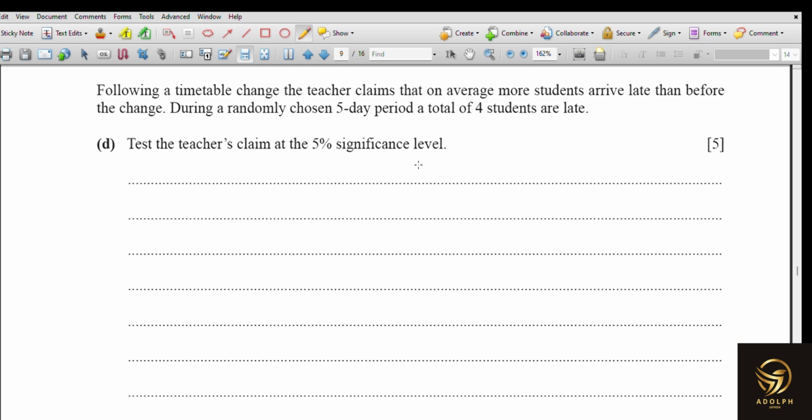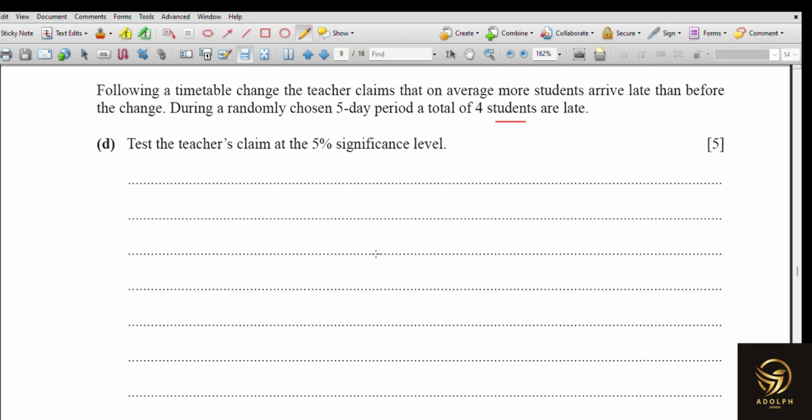So the next subdivision is hypothesis testing, and it is an interesting one. Okay, let us read the problem. Following a timetable change, the teacher claims that on average more students arrive late than before the change. So after the timetable change, she is realizing that more students arrive late than before. During a randomly chosen 5-day period, a total of 4 students are late. In the 5 days, 4 students are late. So test the teacher's claim at the 5% significance level.